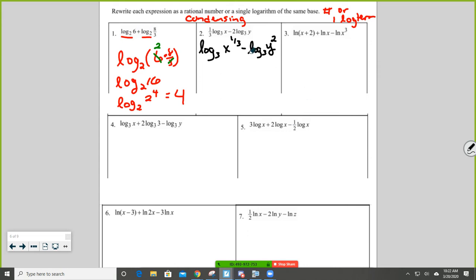Now in log land, minus means division. So if we're going to condense this down, we just want one log term. We have an x to the 1/3 on top. We have our division symbol in here over y squared. And we're done. Can't do anything else to that one.